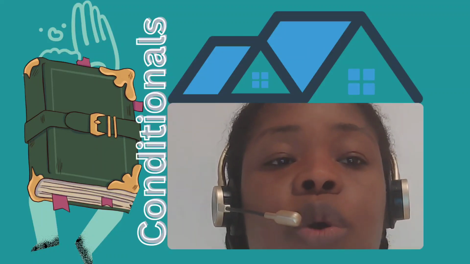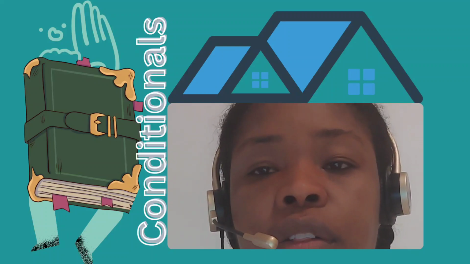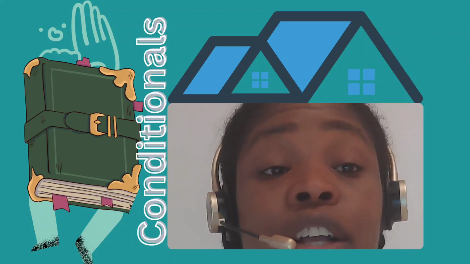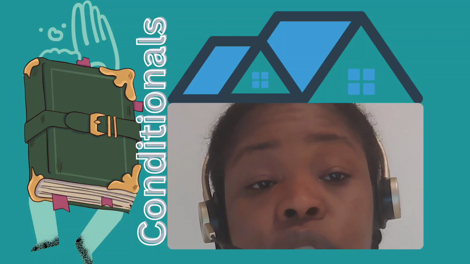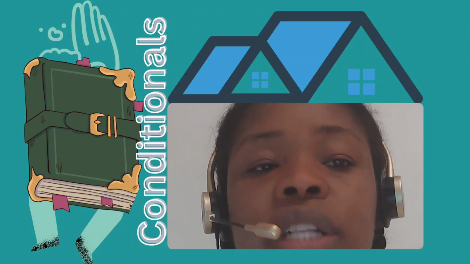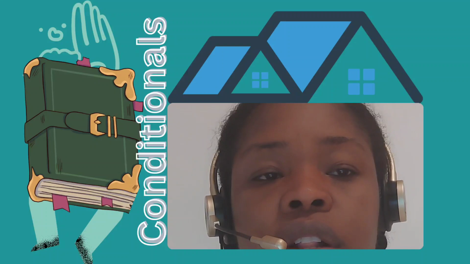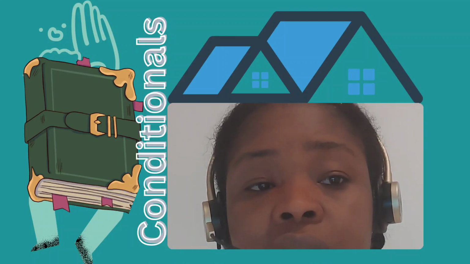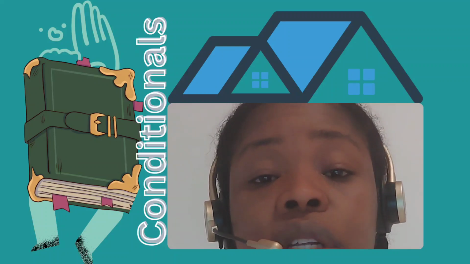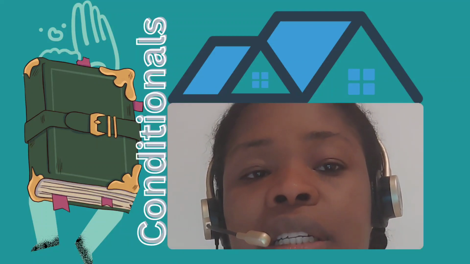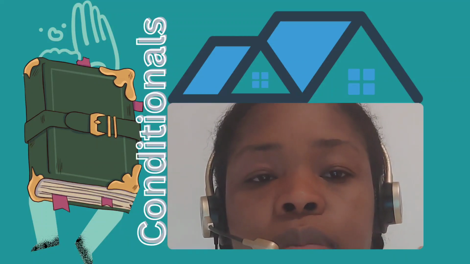The first one is what we call the zero conditional. This is the factual conditional when you're talking about something that is true. It's possible. What's the structure for the zero conditional? In the if statement, you have to use the present simple tense. In the result clause, you have to use the present simple tense. What do I mean by that?